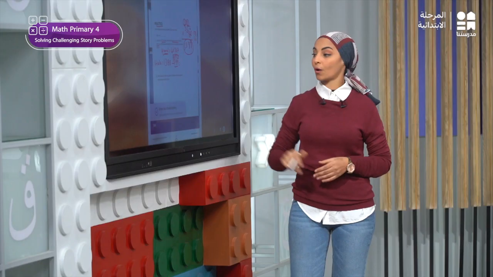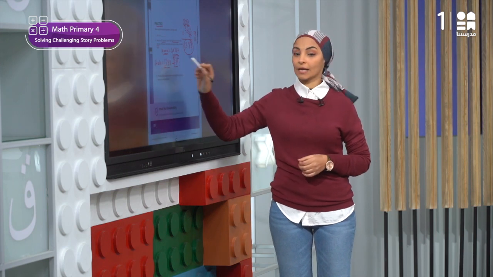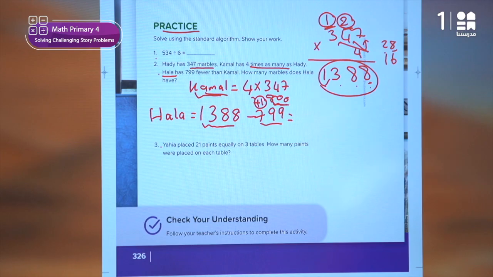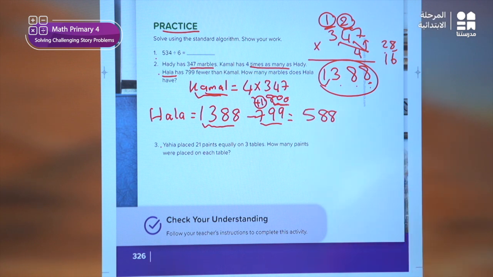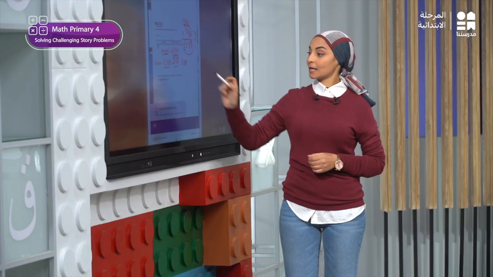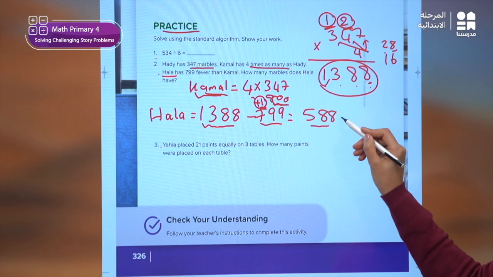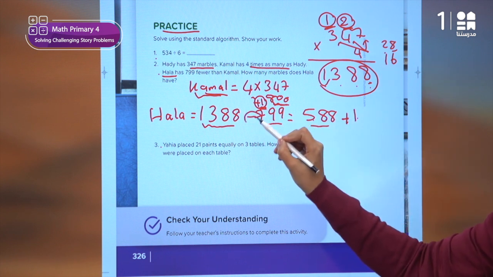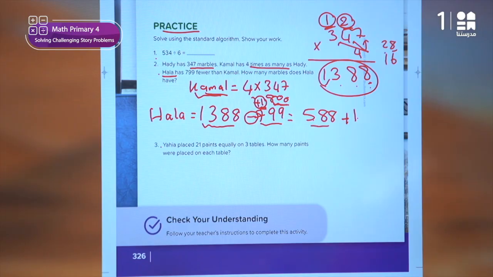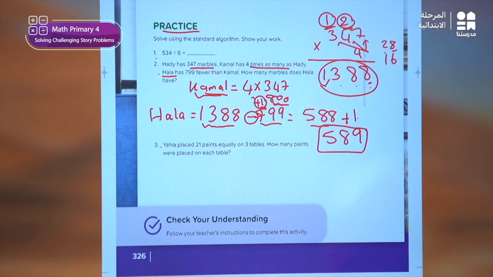So, what should I do now? I will subtract 1388 minus 800, right? The answer will be 588. Then, what should I do? Yes, as I did here plus 1, I will make the answer plus 1. So I will do 588 plus 1. Why? Because it is subtraction. So, 588 plus 1, the answer will be 589, and this is my final answer.